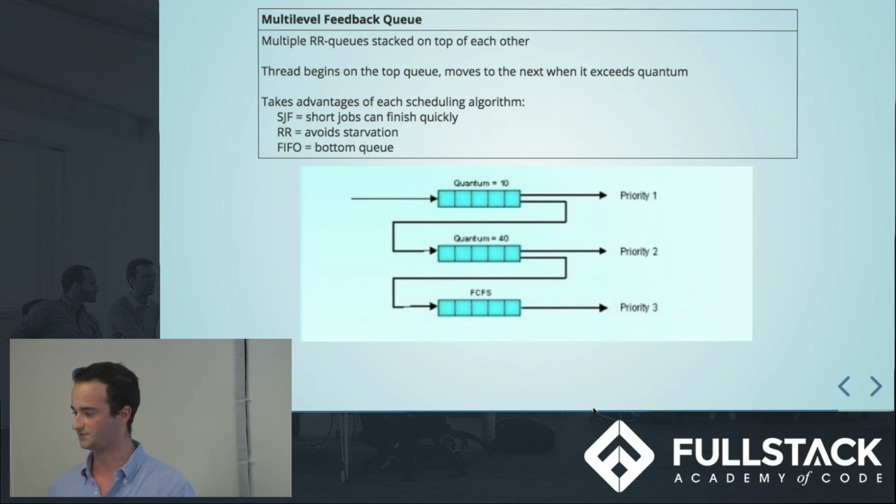It uses round robin because we don't have to worry about starvation since we're literally just using a bunch of round-robin queues, so everybody's going to have access to the processor and everything's going to run. And it uses FIFO by literally just sticking a FIFO queue at the bottom.